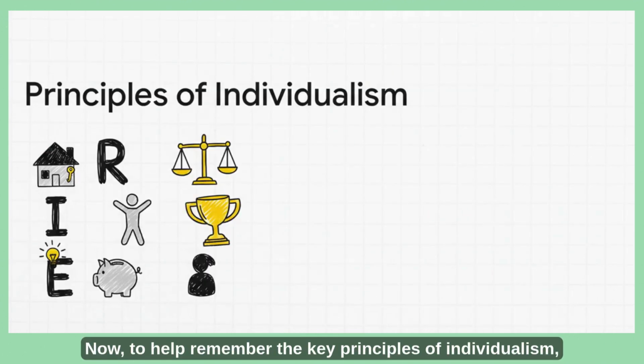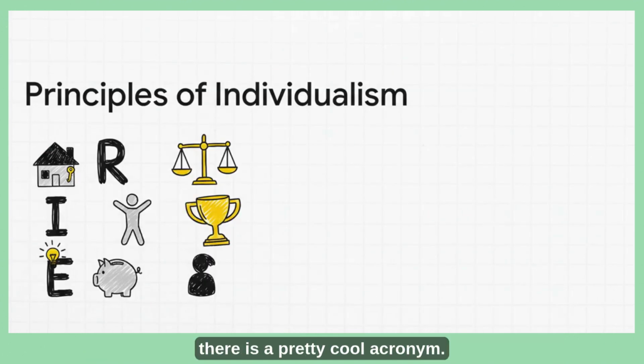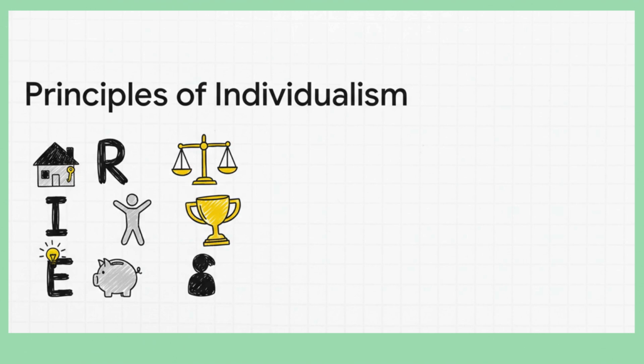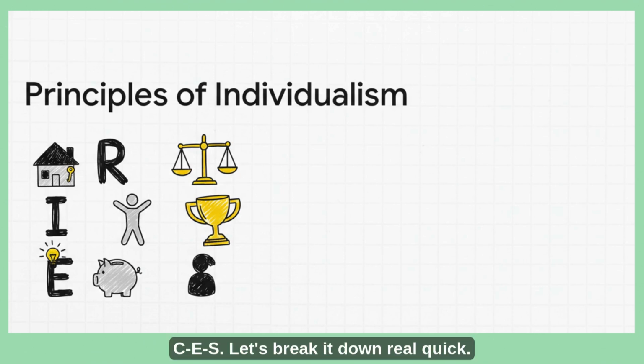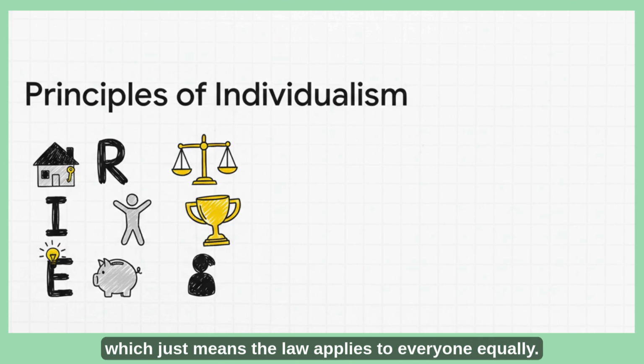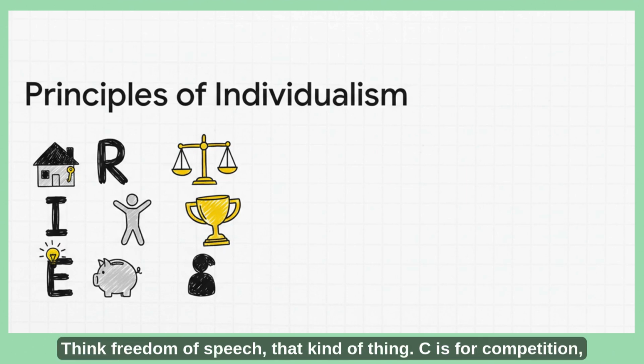Now, to help remember the key principles of individualism, there's a pretty cool acronym, P.R.I.C.E.S. Let's break it down real quick. P is for private property, the right to own your own stuff. R is for rule of law, which just means the law applies to everyone equally. I stands for individual rights and freedoms. Think freedom of speech, that kind of thing.